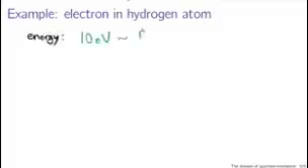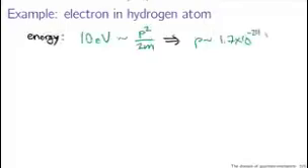If we say that's p squared over 2m, using the classical kinetic energy relation between momentum and kinetic energy, that tells us that the momentum, p, is going to be about 1.7 times 10 to the minus 24th kilogram meters per second.